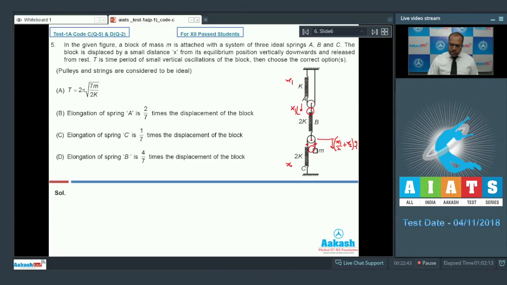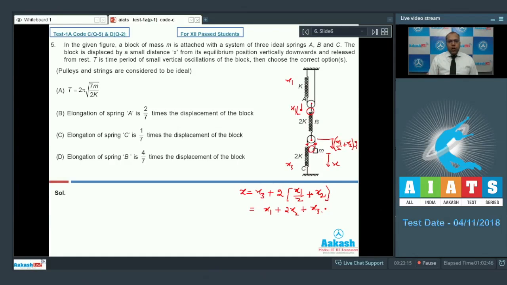If x3 is the extension, then I can say that if this is displaced by a distance x, then x is equal to x3 plus 2 times x1 by 2 plus x2. So on further solving, it can be written as x1 plus 2x2 plus x3. Now I have to substitute the value of x1, x2 and x3.